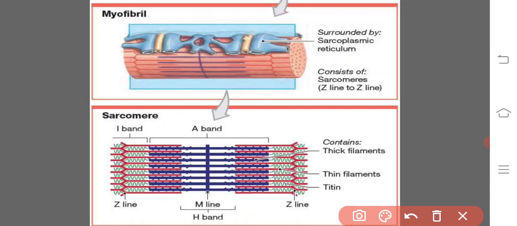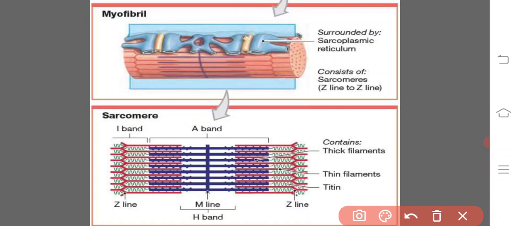Whereas M stands for mittel, M-I-T-T-E-L. The meaning of mittel is the middle in German. And if you observe the Z, it is Zwischenscheibe. The meaning of Zwischenscheibe is the band in between. So anisotropic, isotropic, heller, mittel, and Zwischenscheibe. These are all terms which are usually used when we are going for muscle contraction.